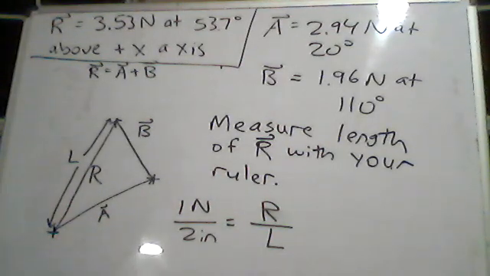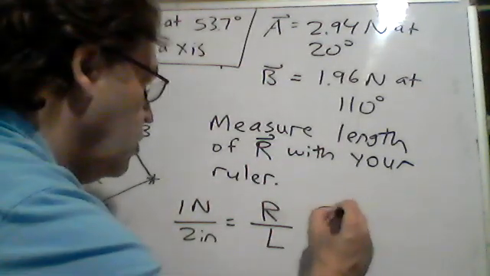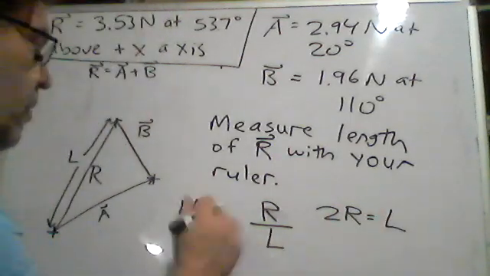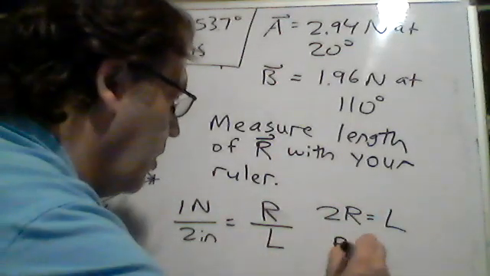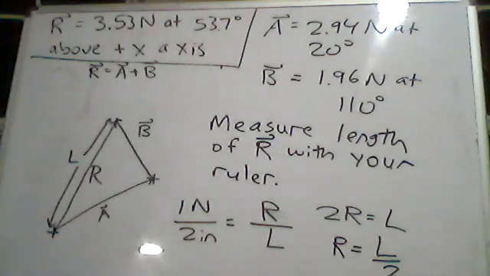So how do I do it? Well, I basically cross multiply, and I get 2R equals L, and R is going to be whatever that length is that I measure divided by 2. And you hope that that is pretty close to 3.53 newtons.